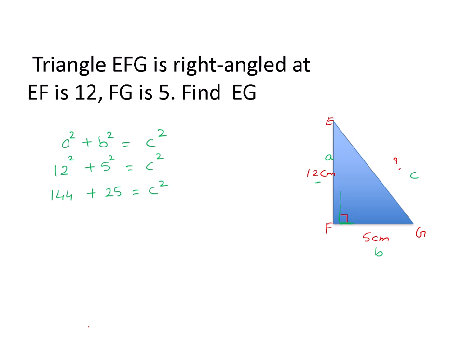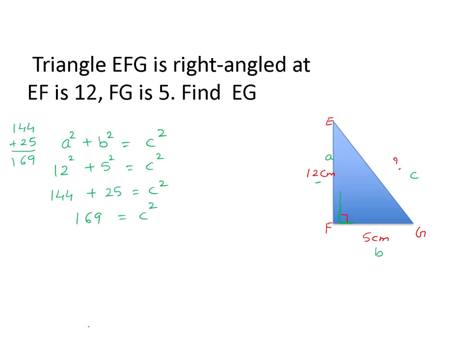Add them. Use a column method. So 144 plus 25. So 4 plus 5 is 9. 4 plus 2 is 6. 1. Yeah. So this is 169 equal to C square.